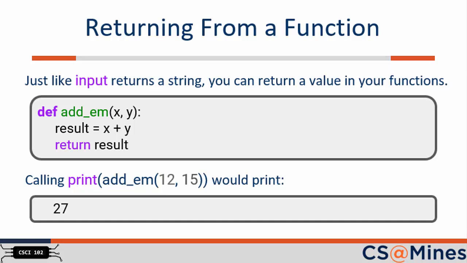The function itself does not print the value, but if we use a print statement with a call to the function, then the value returned by the function gets printed. In this example, 15 and 12 are added by the add function. The function returns 27, and then the print function prints the result returned.